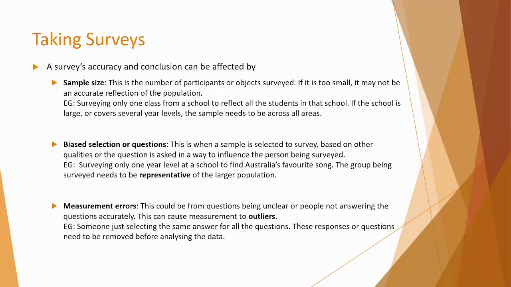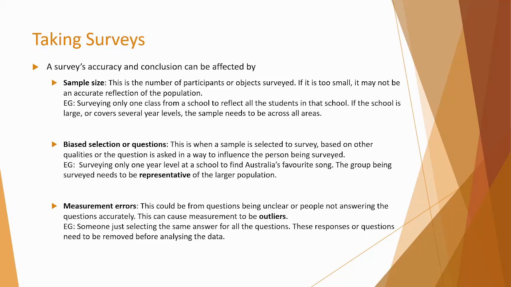And finally, we have measurement errors. Now, this could be where a question is unclear and people are just taking a guess as to what it means, or it might be where people are not answering questions accurately. They may just be selecting random responses or selecting all the same answer for every question because they just want to get out of the survey.